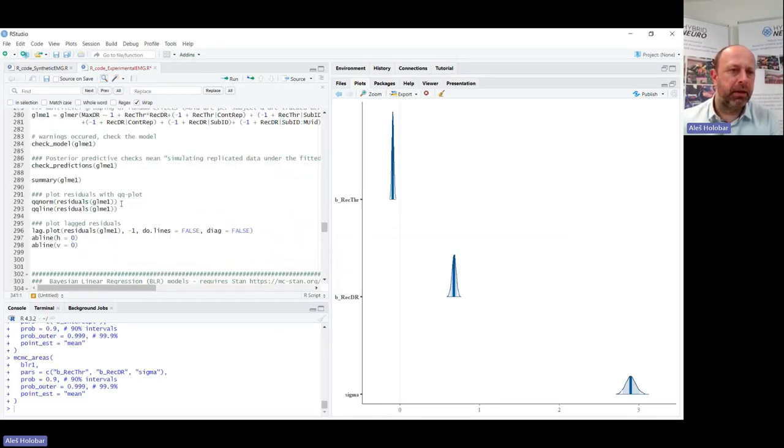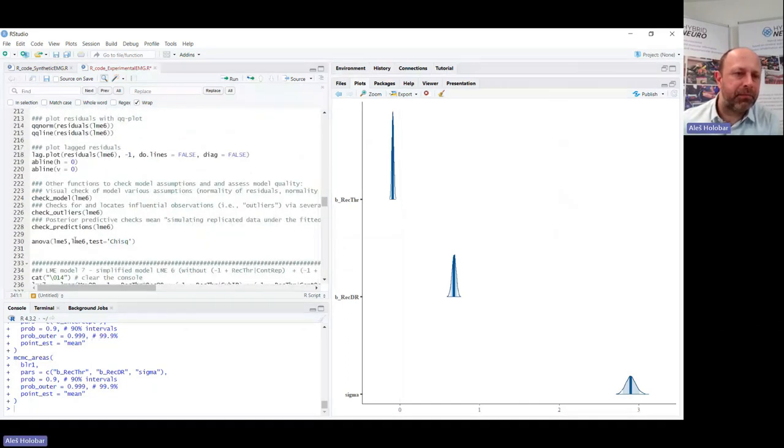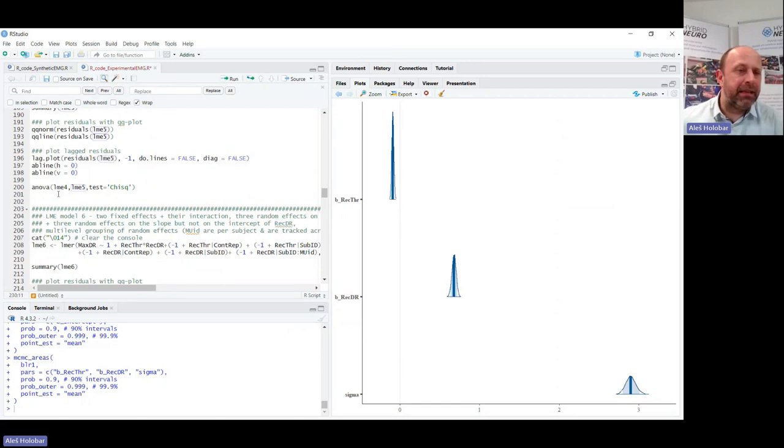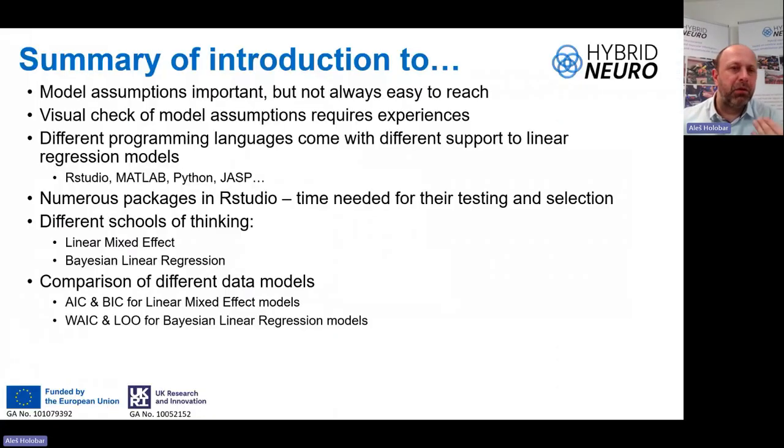Let me go here. In the script, Nina prepared for you the way how to compare different models. So compare model 6 to model 5, and you will see that these comparisons basically give you two cost functions. One is called AIC, the Akaike information criterion. And the other is BIC, the Bayesian information criterion. And these are the cost functions. So when you compare two models, which one better fitted your data, the lower values are those that are better.